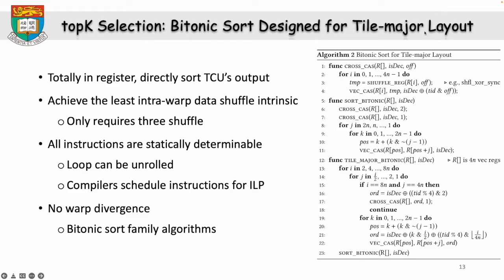Algorithm 2 shows the algorithm that sorts the values stored in tile-major layout entirely with registers. It achieves the least number of intra-warp data shuffles. No matter how many registers are sorted, algorithm 2 only needs one intra-warp data shuffle for Bitonic sequence construction here, and 2 shuffles to make the Bitonic sequence into a sorted sequence. It is line 6 and line 7.